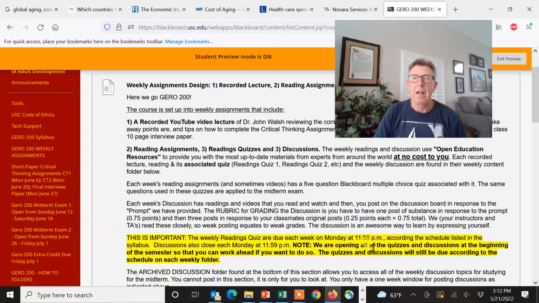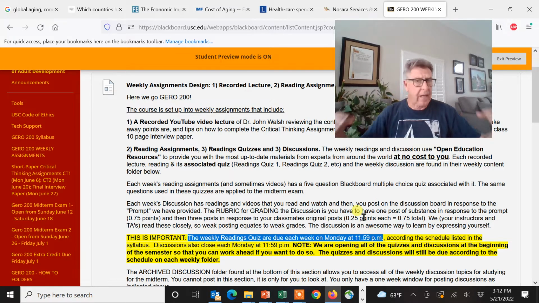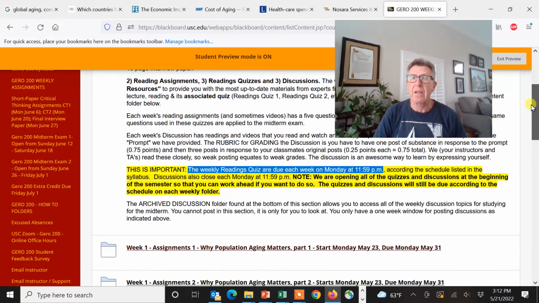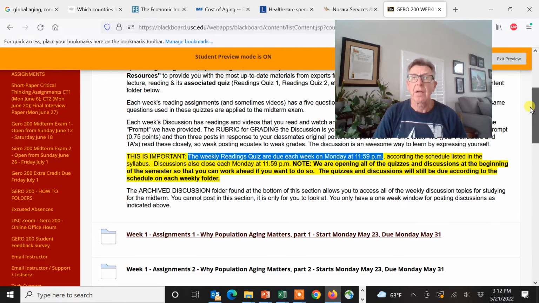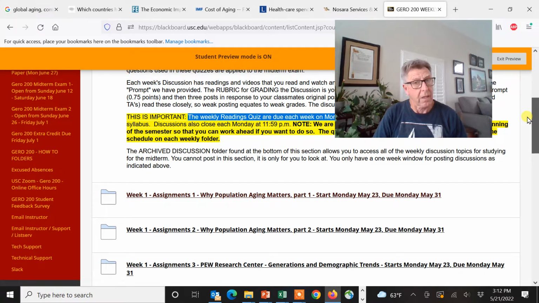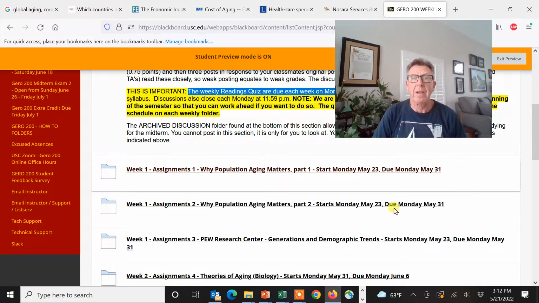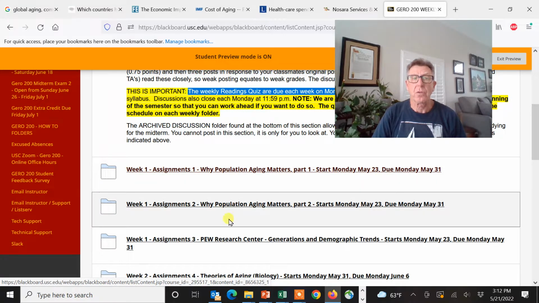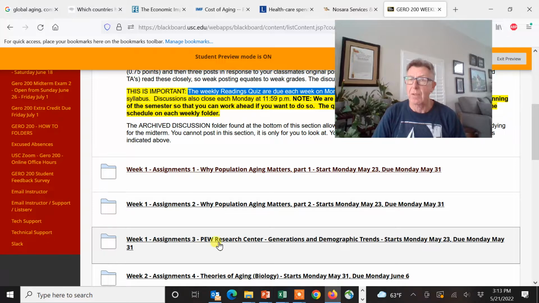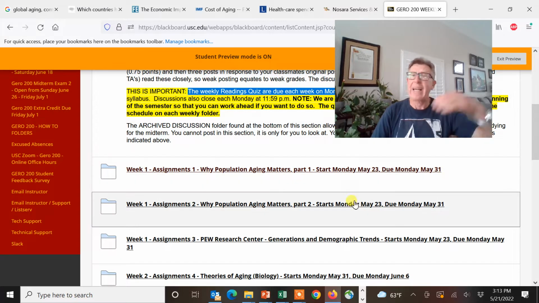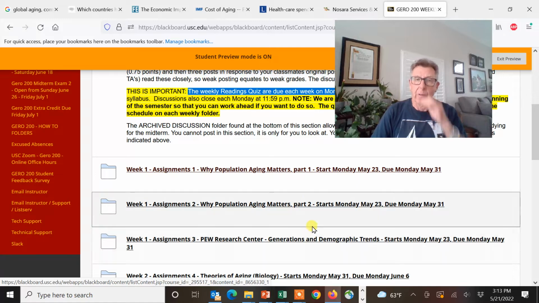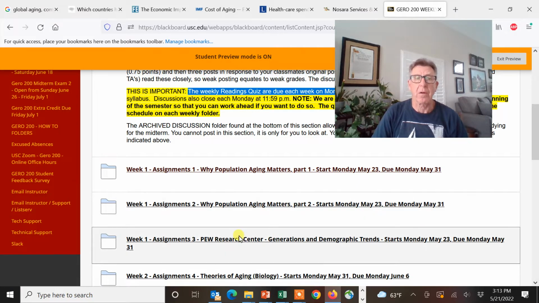Alrighty, and remember, we indicate right here that everything is due Monday at 11:59 p.m. Okay, so every single week you got to get your act together, whether it's 2 sets of assignments or 3, and get it all in by the following Monday at 11:59 p.m. Not 12 midnight. Then you get points off. Okay. All right. So you can see right here, this first week, 1, 2, 3. Assignment 1, assignment 2, assignment 3. All right. So you gear up for that, and you got to get it in by the following week. Okay.